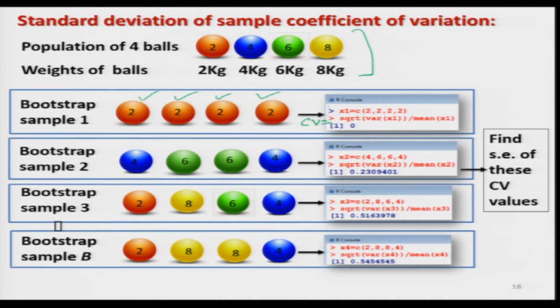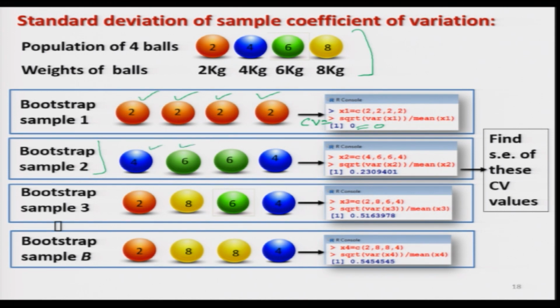In R, I have given you here the screenshot of the outcome. I have just taken the square root of the variance of these values 2, 2, 2, 2 divided by the mean of these values, and this comes out to be 0. Obviously, because all the values are the same, the variance is going to be 0. But this is possible. I have taken this example to assure you that this can happen, so don't get confused. Now, I try to take one more bootstrap sample.